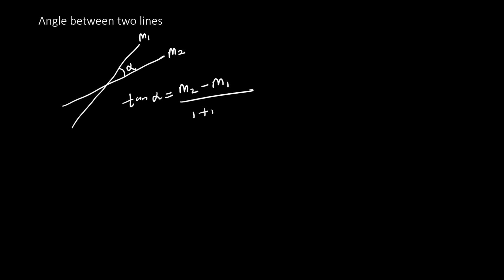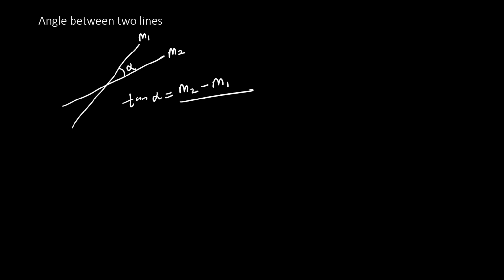If two lines intersect, such as this, and we have to find the angle alpha between these two lines, let's assume that the slope of the first line here is m1 and the slope of the second line is m2. To find the angle alpha, we are going to be looking at the formula, which is tan alpha equals m2 minus m1 over 1 plus m2 m1. This is just a quick recap of what we are going to be talking about. So we are going to derive this formula.